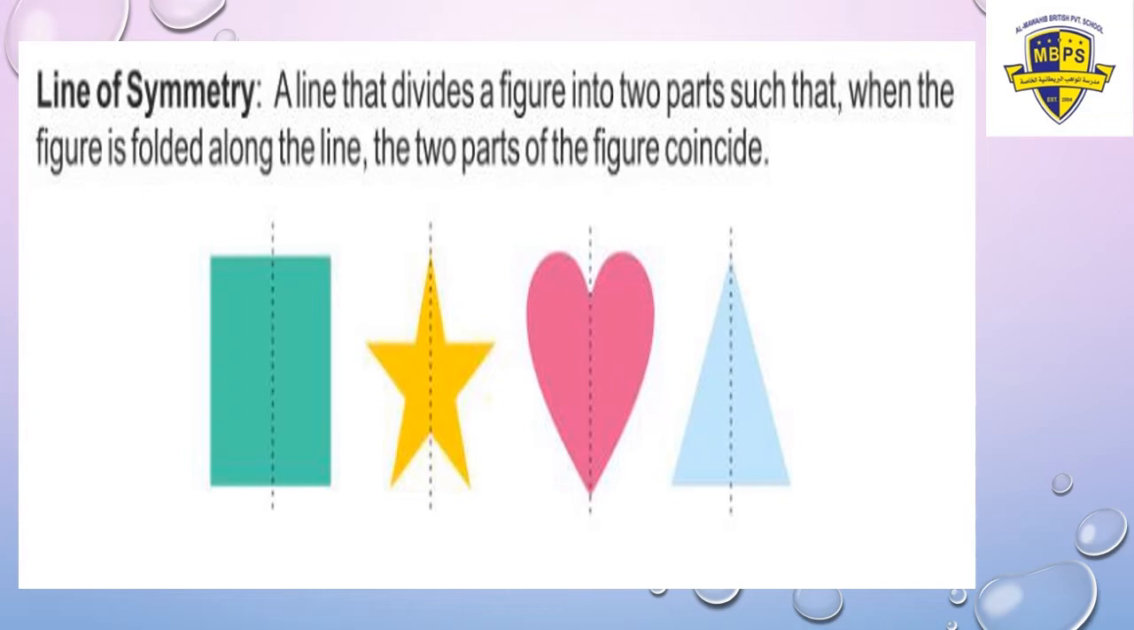In the same way, the heart. You can see that the heart is divided from the center. So the two parts of the heart, if I fold it, it's going to coincide. It's going to be the same. Even the triangle, you see the line is drawn, that is the line of symmetry. Now, when this triangle is folded from the line of symmetry, also it is going to coincide. So a line of symmetry is divided in such a way that the two parts are the same or they coincide with each other when they are folded.